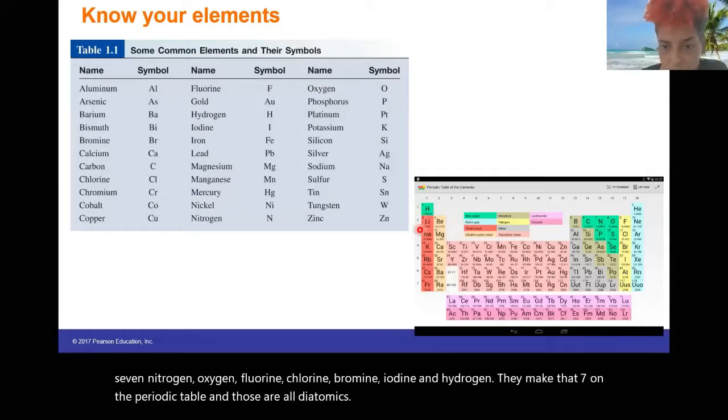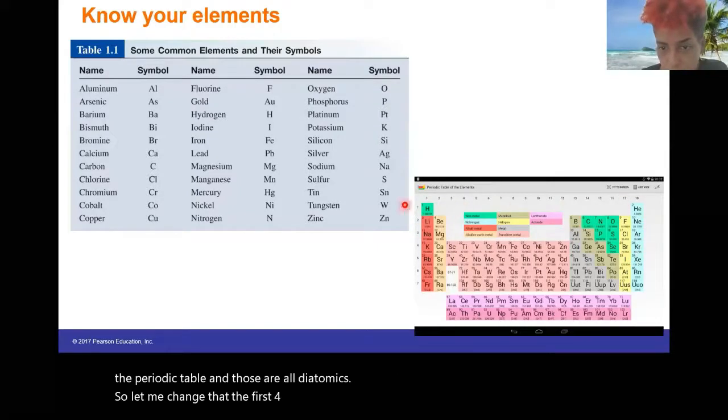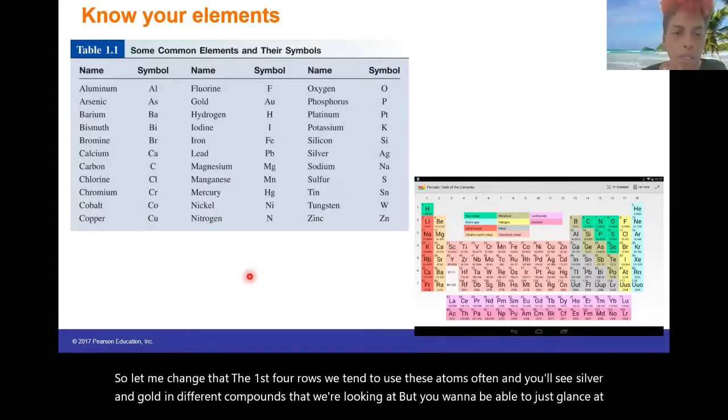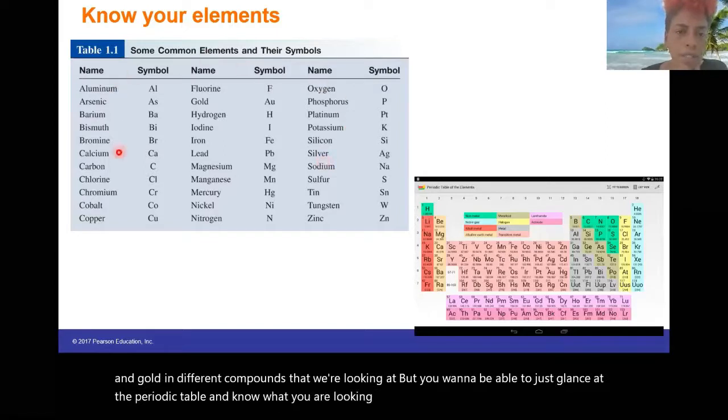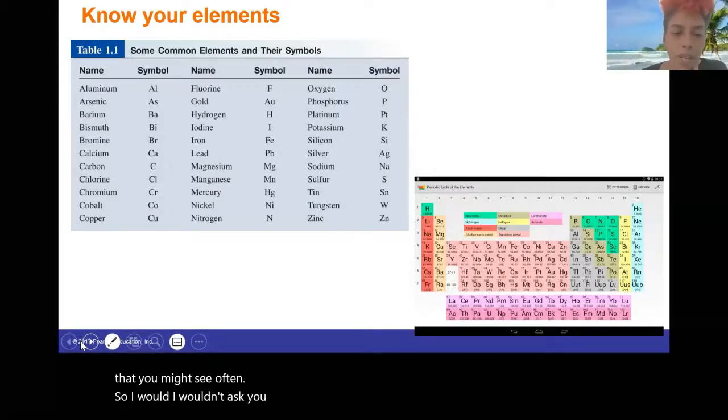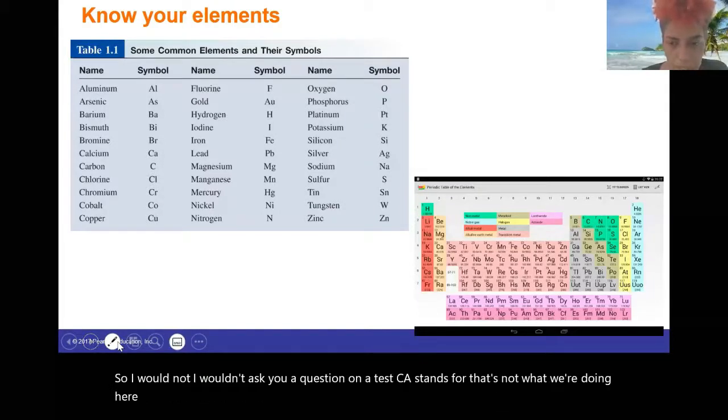So let me change that. The first 4 rows, we tend to use these atoms often, and you'll see silver and gold in different compounds that we're looking at, but you want to be able to just glance at the periodic table and know what you are looking at. So here are some of the common ones that you might see often. So I wouldn't ask you a question on a test, Ca stands for what? That's not what we're doing here. So I wouldn't ask you to memorize in that way. All right.